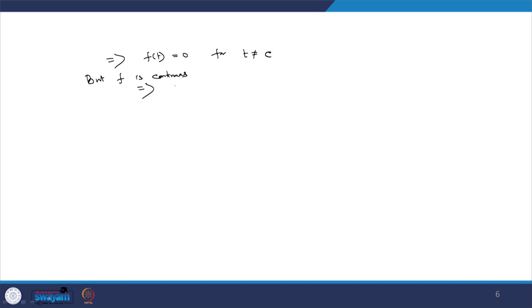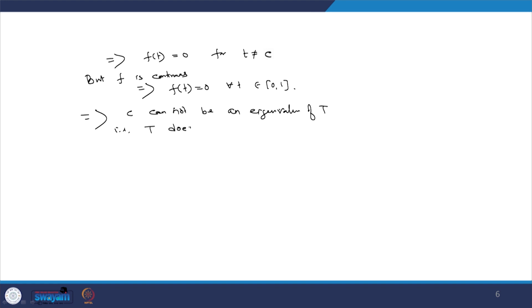So, this implies f of t equal to 0 for all t belonging to 0 and 1. So, this implies C cannot be an eigenvalue of T, that is, T does not have an eigenvector. Okay. So, we have seen that if the self-adjoint operator is defined over an inner product space, then the operator may not have eigenvectors.